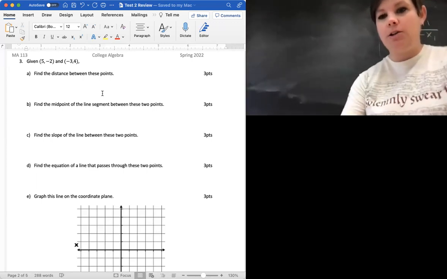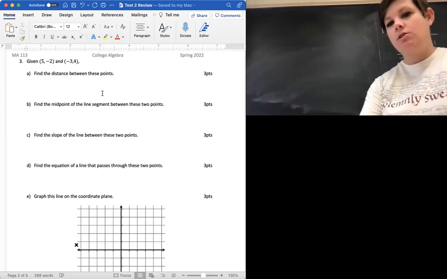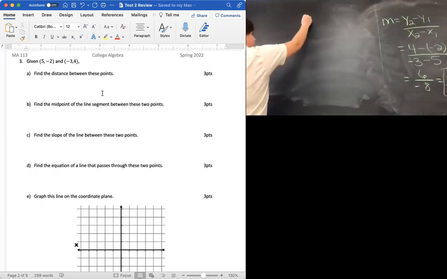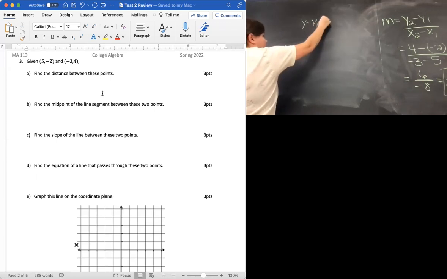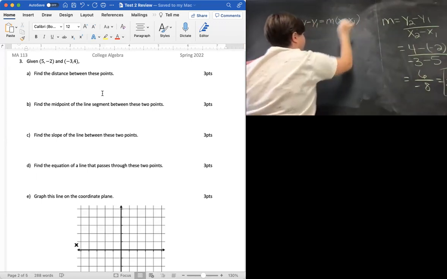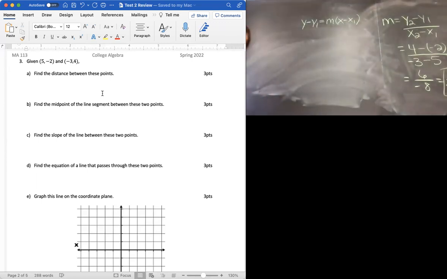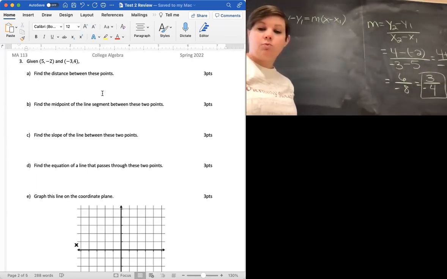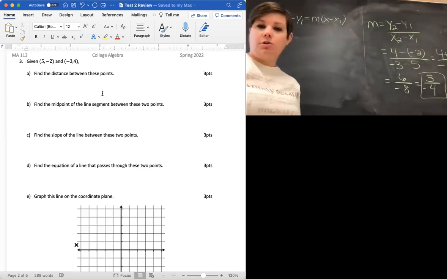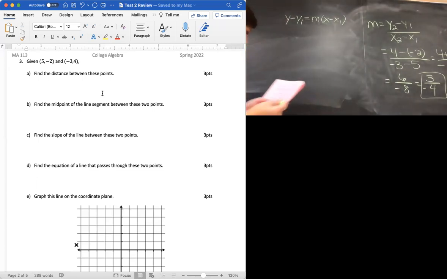And I'm actually going to come over here to this side to do that. Point slope form was from 2.3. That was y minus y1 equals m times x minus x1. Now we don't use both of our points they give us here. We just use one of them. And it does not matter which one you use. I'm going to use the first point, that 5, -2, just because it's the first point.